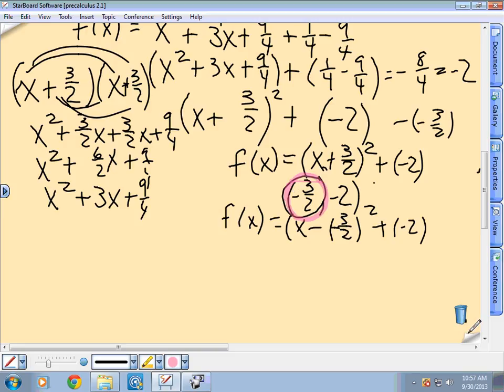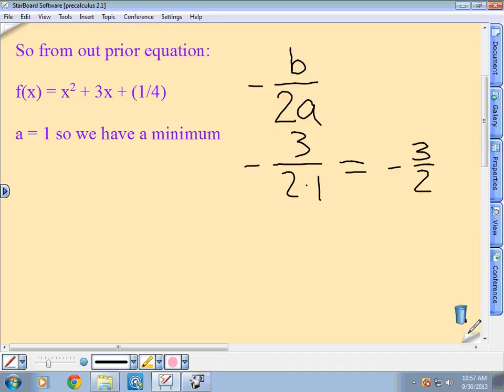Oh, I'm going to hate my life this year. Don't get ahead of yourself. Okay. So, easy enough to find the minimum or the maximum value?